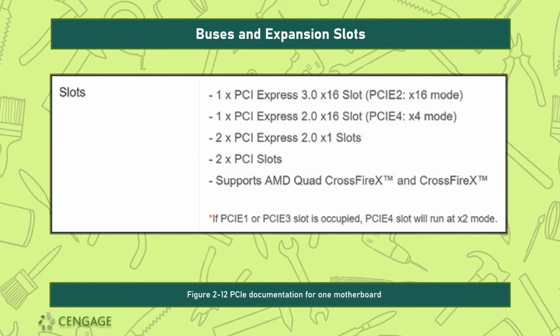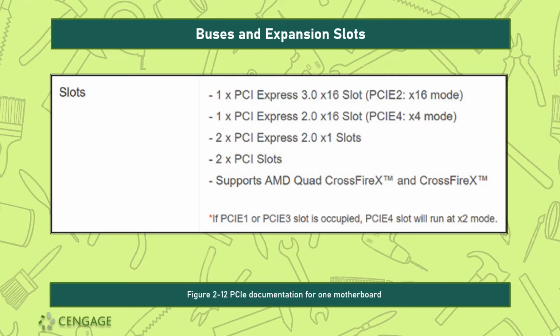Now, this is just a little bit of documentation for a motherboard to explain how PCI Express works in relation to the slots. So this has one PCI Express 3.0 X16, one PCI Express 2.0 X16, two 2.0 X1s, two standard PCI, and it supports Crossfire and Crossfire Quad. So Crossfire was just basically the ability to try and connect two slots together by using a bridge to increase their functionality. So note here that there's a little asterisk down at the bottom.